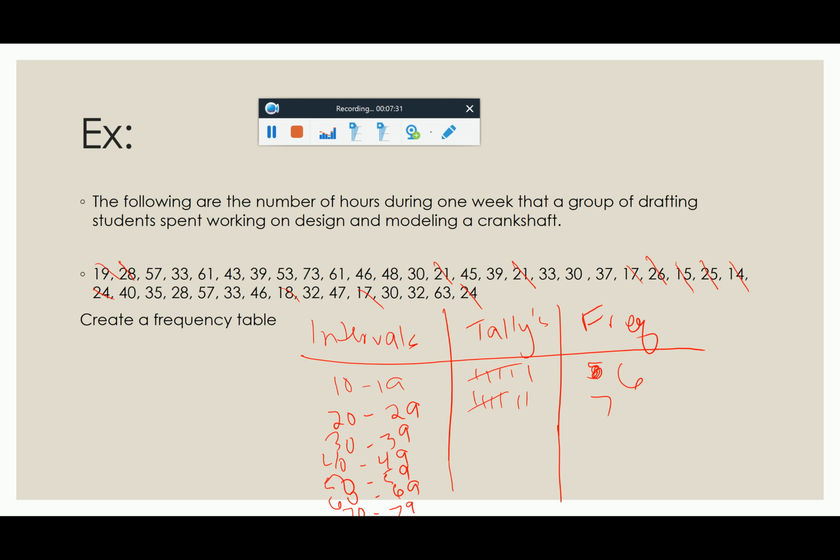Alright, then 30 to 39. 1, 2, 3, 4, 5, 6, 7, 8, 9, 10, 11, 12. Alright, and then we go on so on. So that's how you make a frequency.